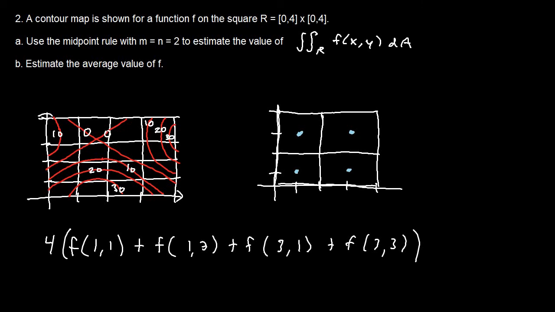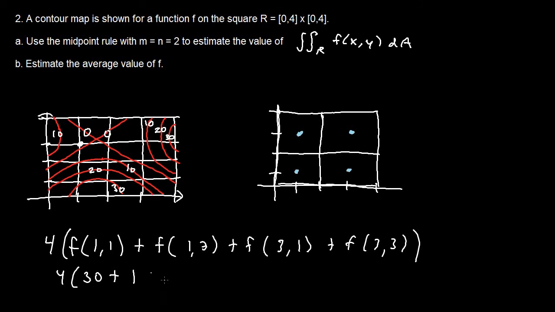So now if we go ahead and switch over to the contour map here, we need to look at f of 1, 1 and what value that is. So 1, 1 on the contour map is somewhere around here, and that's sort of in line with the value of 30. So we can estimate that f of 1, 1 is around 30. Remember, this is just an estimate, not an exact value. So we have plus, now f of 1, 3. So 1, 3 on the contour map would be around here. Now this is sort of in between 0 and 10, but closer to 0. So let's just say it's around 1.